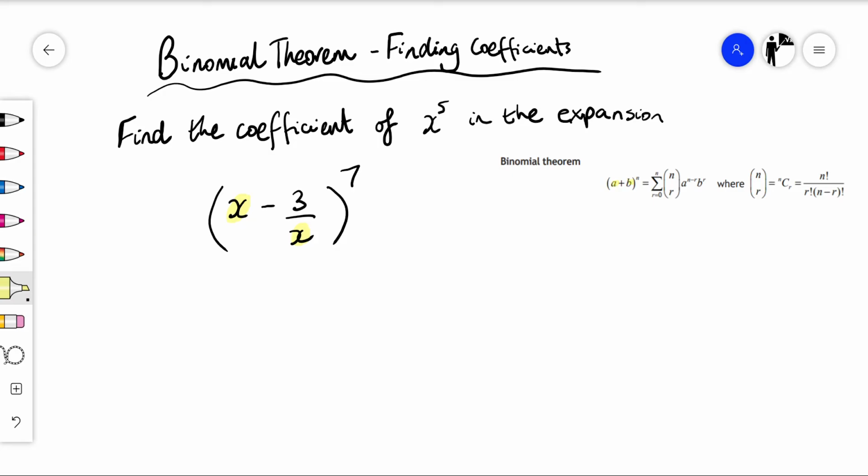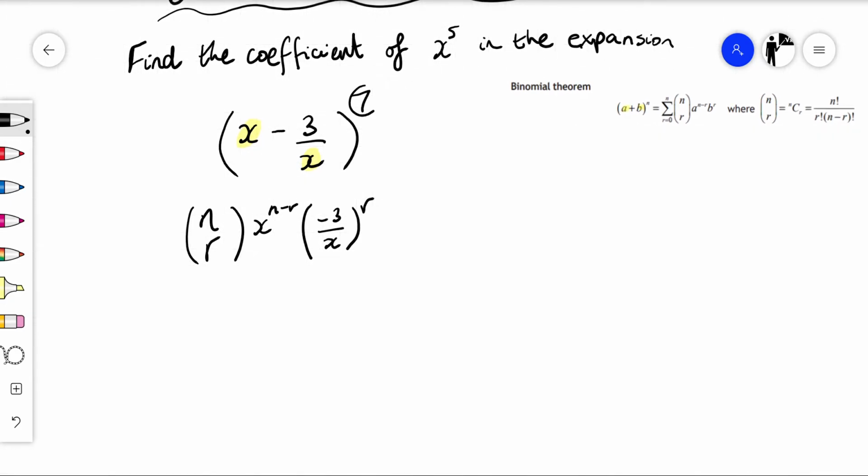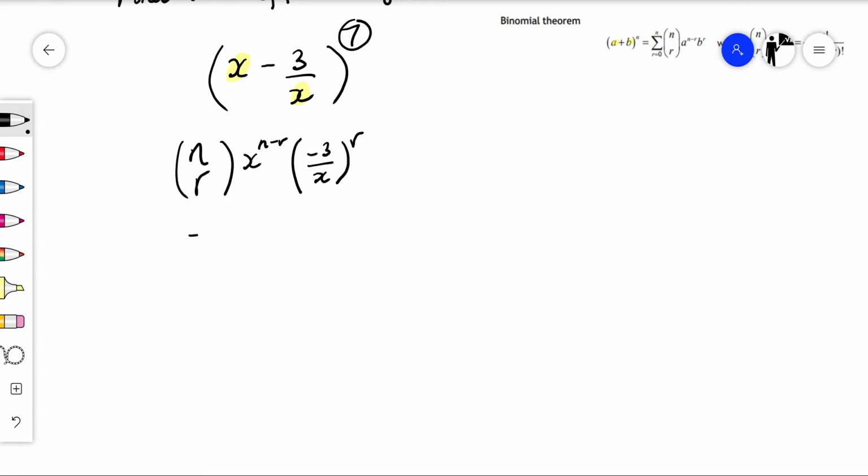We're just going to do a wee bit more simplifying here. You need to be really strong with your indices before we proceed. So generally the general form is n choose r, x to the n minus r, and that'll be minus 3 over x to the r. Here we're told that n is 7, so it's going to become 7 choose r, x to the 7 minus r, minus 3 over x to the r.